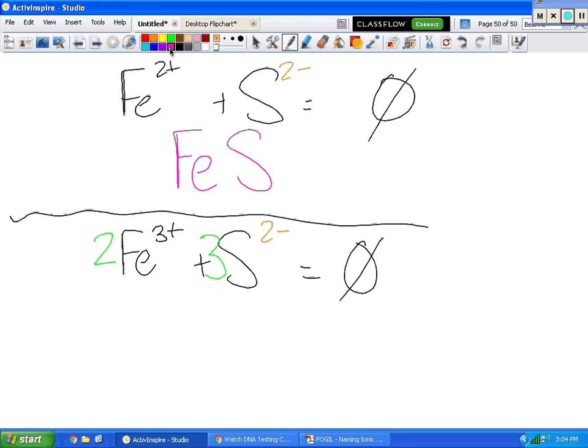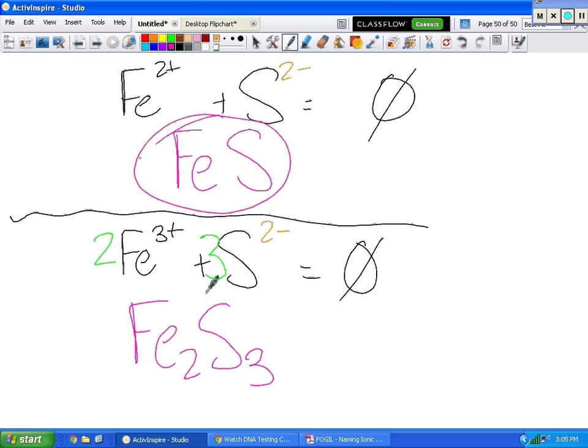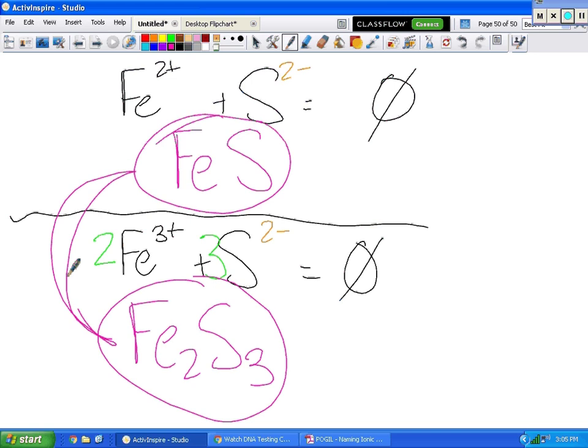Fe2S3. Now, here's the deal. Do you agree that this formula and this formula are very, very different? But what's the only thing that changed between the two questions? The charge on iron changed. Simply by changing one number, does it drastically alter the chemical formula? Yes. So do you have to pay attention to those things?